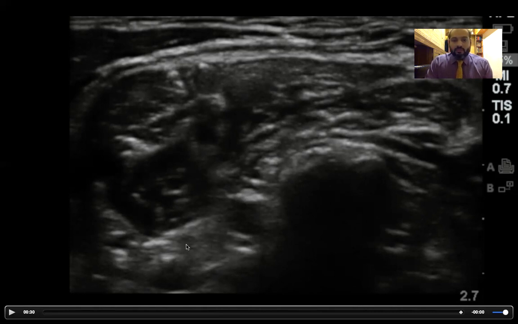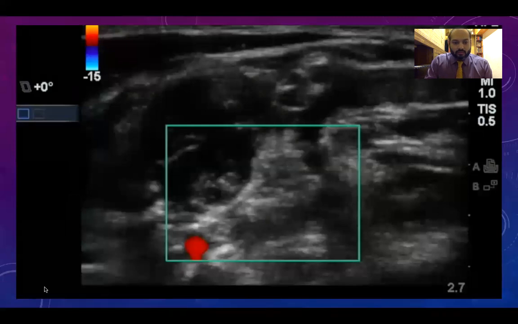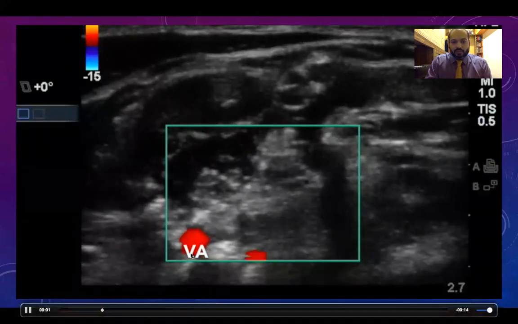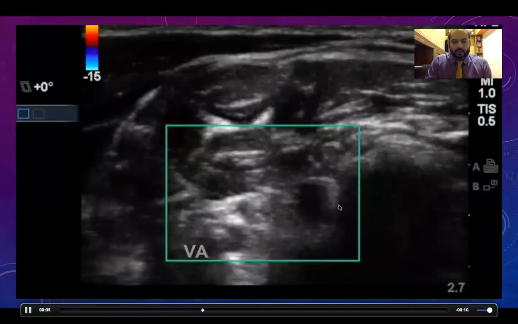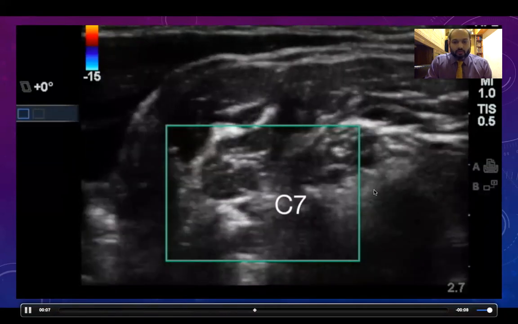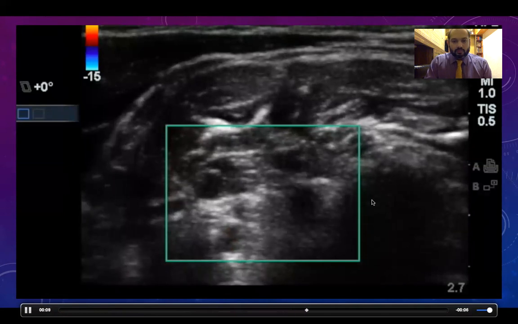So this area is very vascular. There is the carotid artery, there is the internal jugular vein, and there is the vertebral artery. I'll show you the vertebral artery in the next video. So this is the pulsatile vertebral artery, and here is the C7 nerve root, and this is the posterior tubercle of this C7 vertebra.